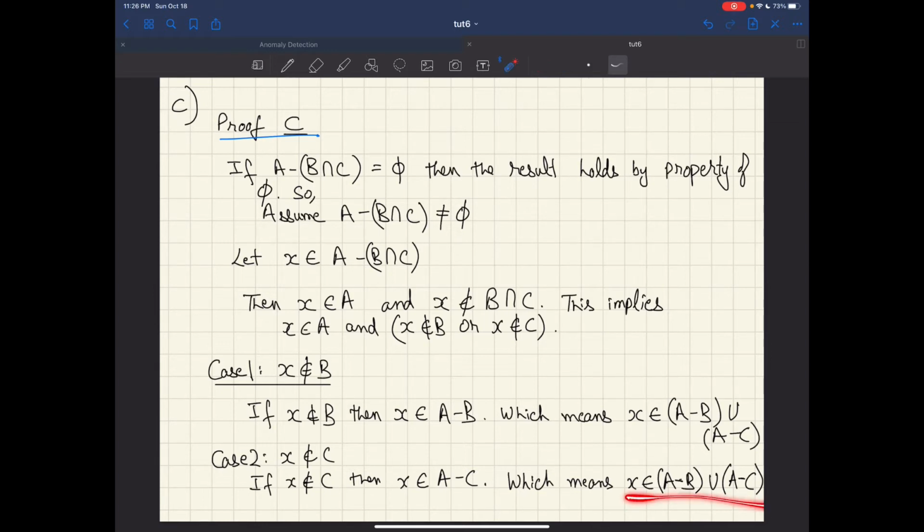Now, both the cases lead to the same conclusion, which is X belongs to A minus B union A minus C. Therefore, I can say that A minus B intersection C is a subset of A minus B union A minus C.